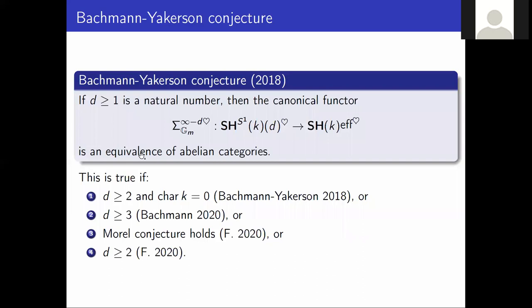Here, SH effective is the localizing subcategory generated by the image of SHS1 in SH under infinite Gm suspension. This category was studied by Elmanto, Hoyois, Khan, Sosnilo, and Yakerson, and I guess many others. And we can prove that this category is equivalent to so-called effective homotopy modules, or it is also equivalent to the category of homotopy sheaves with framed transfers. So with what I said before, it is equivalent to the homotopy sheaves with Milnor-Witt transfers or generalized transfers. And well, we would like to prove that this is an equivalence of categories.